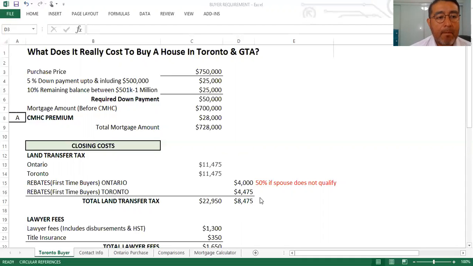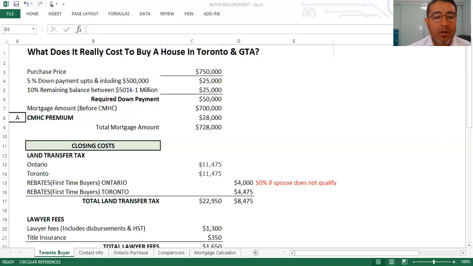If you're a first-time buyer, there is a rebate of up to $4,000 for the Ontario amount, and there's a rebate of up to $4,475 for the Toronto amount. If only one of the spouses qualifies, then 50% of that amount is going to be the rebate amount. Okay, so that's what we see here.